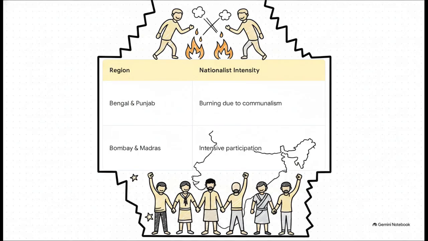While places like Bombay and Madras were fiercely united in the fight for independence, regions like Bengal and Punjab were just consumed and completely distracted by communal violence. Basically, wherever communalism burned the hottest, the unified fight against colonialism just broke down entirely.